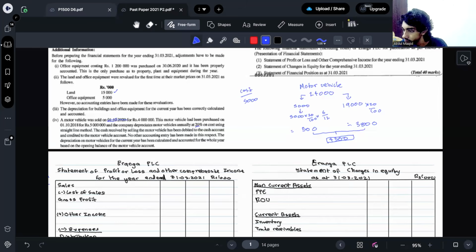You purchased it on 1st of October 2018. The depreciation rate is 20%. So multiplied by 20 divided by 100, to find the accumulated depreciation of the disposed asset. You're purchasing it on 1st of October 2018 and disposing on 1st of October 2020. 2018 to 19, 20, that is 2 years. So you have to calculate the depreciation for 2 years to find the accumulated depreciation of the disposed asset until the disposal date. 5,000 into 20% multiplied by 2. The accumulated depreciation of the disposed asset is 2,000.